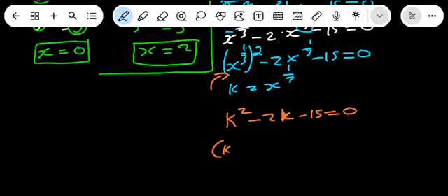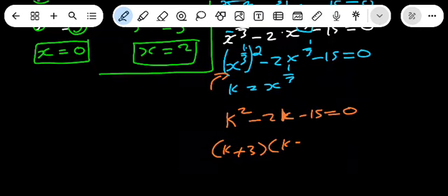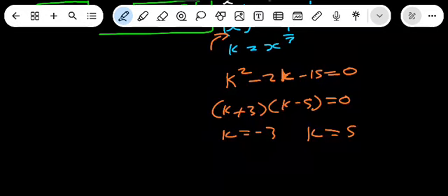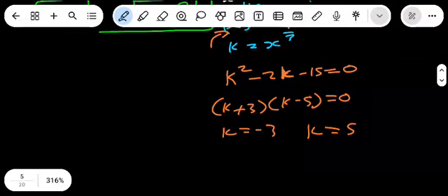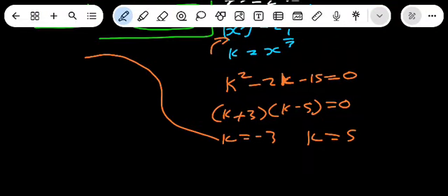Here we will obtain k plus 3 and k minus 5. We factorize this, so we'll obtain this. Now k will be equal to minus 3, k will be equal to positive 5. Alright, but we know initially that k is equal to x to the 1 over 3.